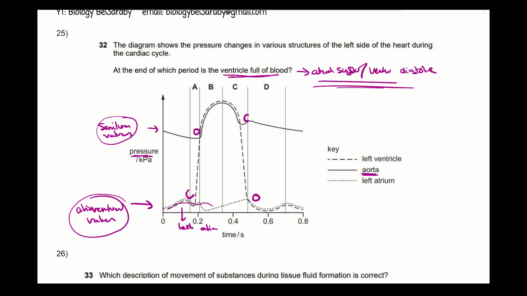Now we're looking for atrial systole. To interpret this phase, in atrial systole, the atrial pressure increases. So it's going to be this phase right here. In this phase, the ventricle is going to be full of blood. Therefore, the correct answer is going to be A.